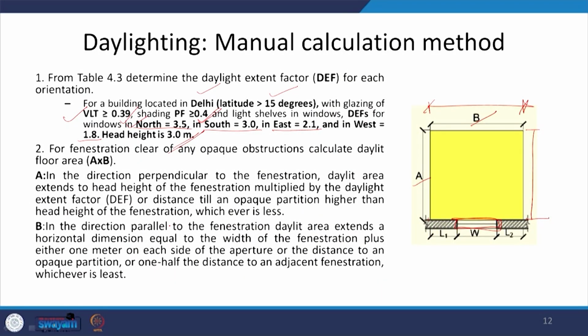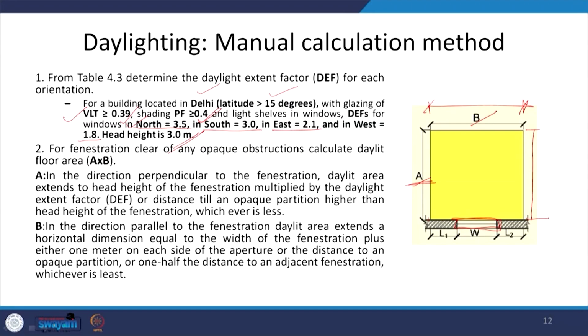So, once we have calculated A, which is the depth, it is in the direction perpendicular to the fenestration, and the daylit area extends to the head height of the fenestration multiplied by the DEF, which we have calculated, or the distance till an opaque partition higher than the head height of the fenestration appears erected.